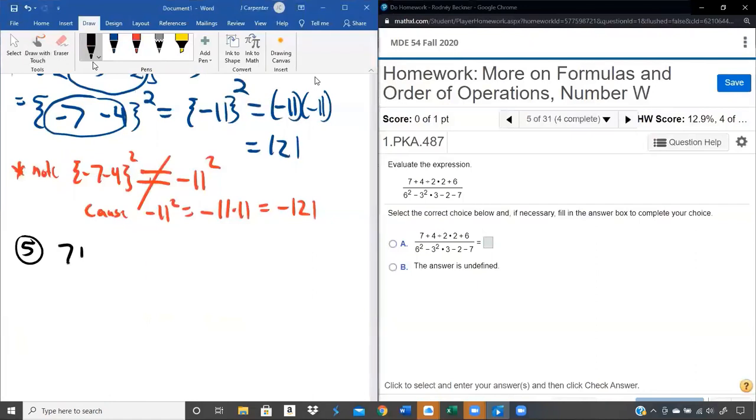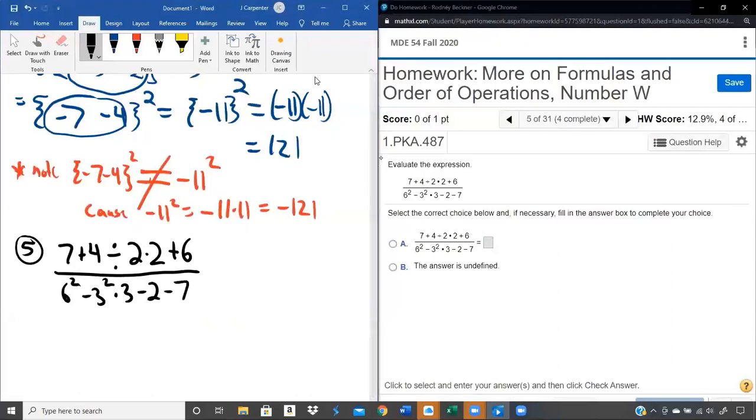We got 7 plus 4, that's a division symbol. I know it might be a little small. Then 2.2 plus 6 all over, which counts as the division. And remember, we simplify the tops and bottoms before we cross that division bar. 6 squared minus 3 squared, then times a 3, minus 2 minus 7. Let's make sure we got all that right.